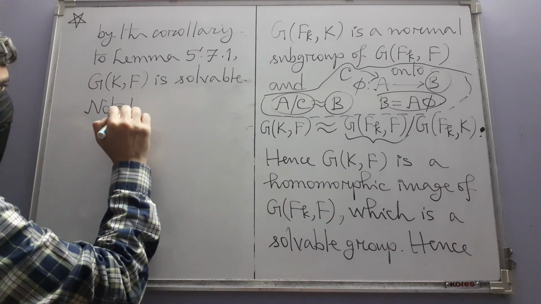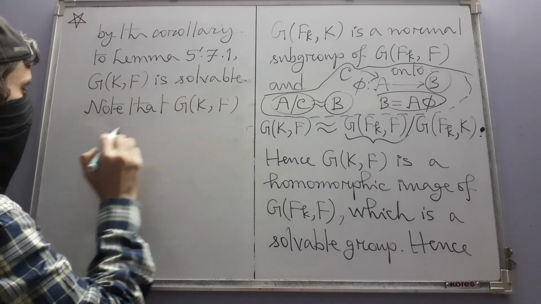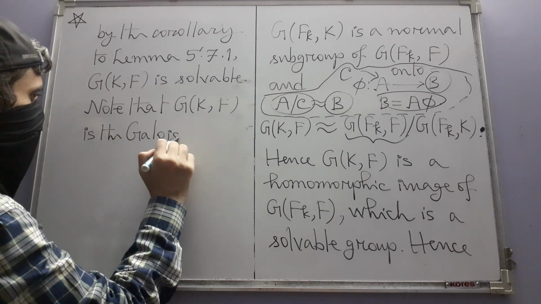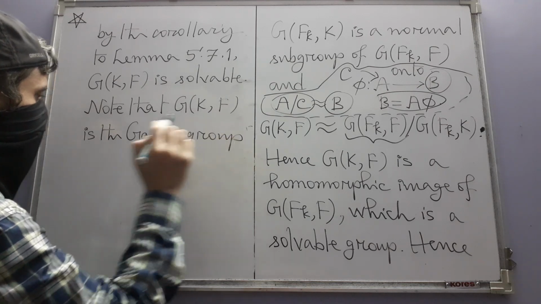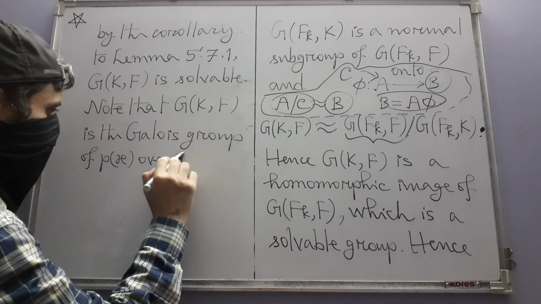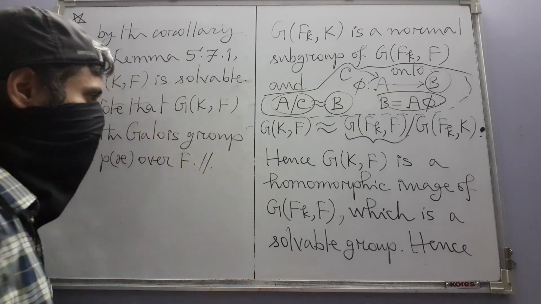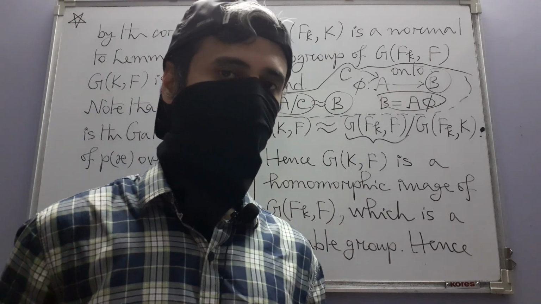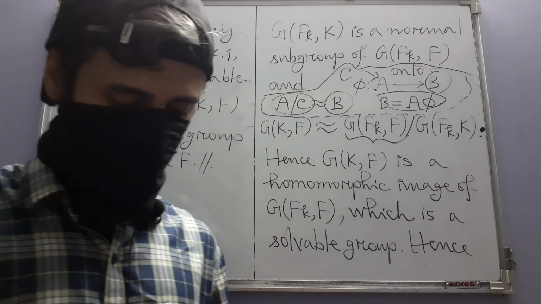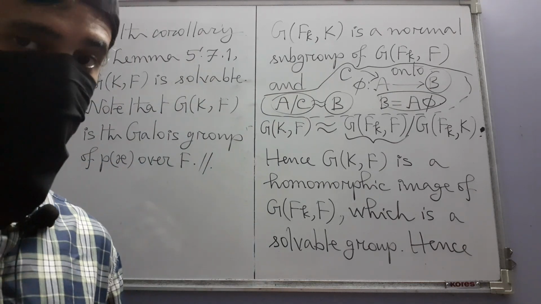Finally, note that this is the Galois group of p(x) over F. We wanted to show that the Galois group is solvable, so we have shown that it is solvable. After this result, there are two remarks and our final theorem, which however we will discuss in another field theory video, the next one.